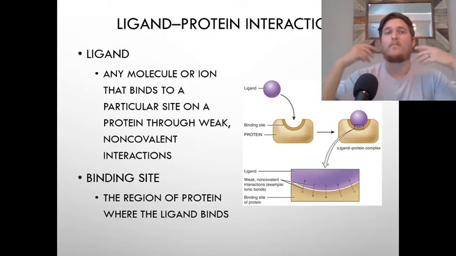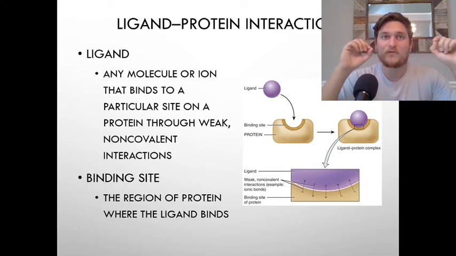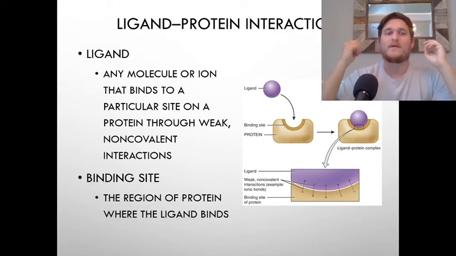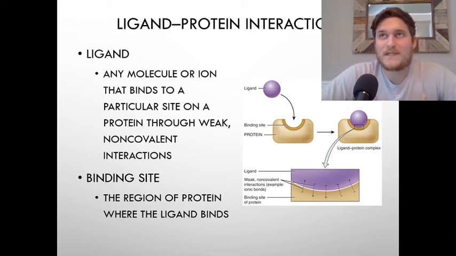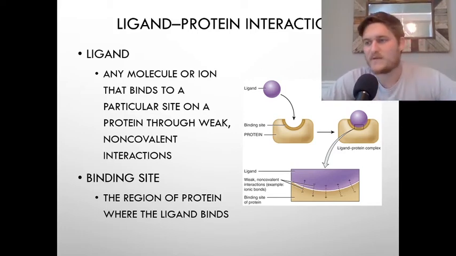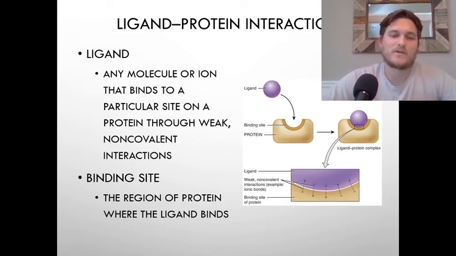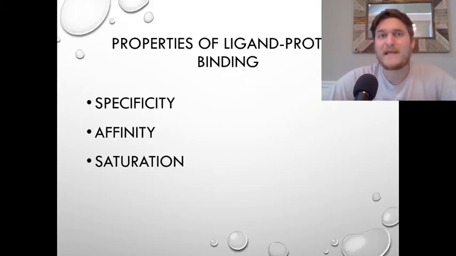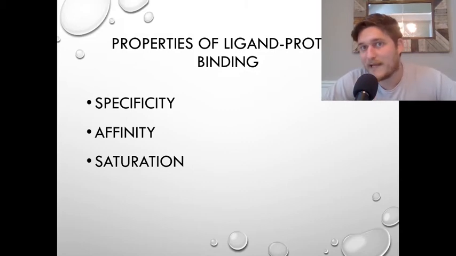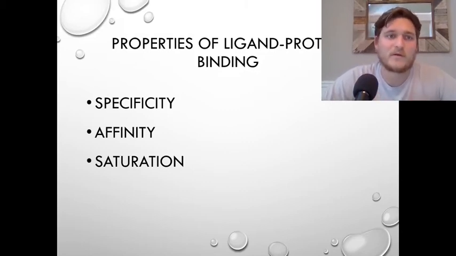Many different proteins will bind to other molecules, and these molecules or ions that bind to proteins are called ligands. Sometimes ligands will turn on a protein, sometimes they'll turn off a protein. They have many different functions, and a lot of times these ligands will change the structure and therefore change the activity of a protein. And these ligands are going to bind to sites, conveniently enough, called binding sites, which is the region of the protein where the ligand binds. So you're going to have different things that affect the ability for a ligand to bind to a protein. And those three are going to be called specificity, affinity, and saturation.